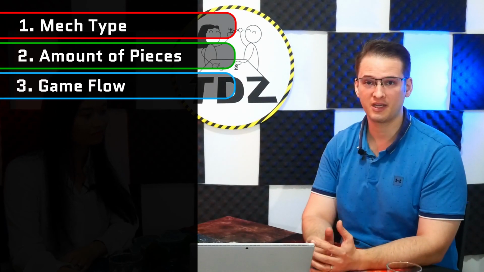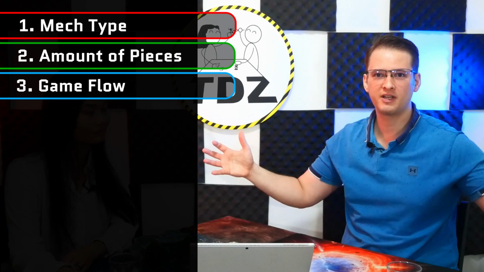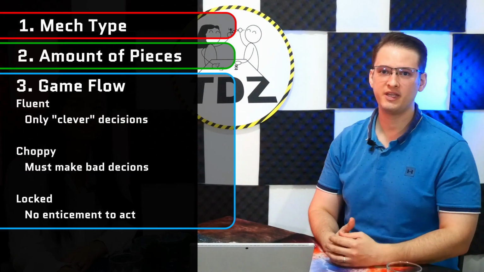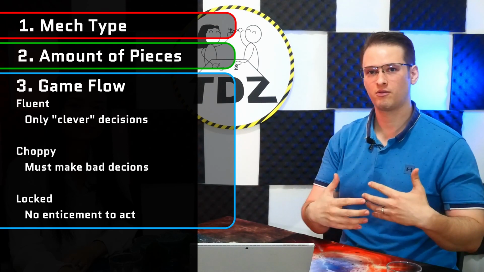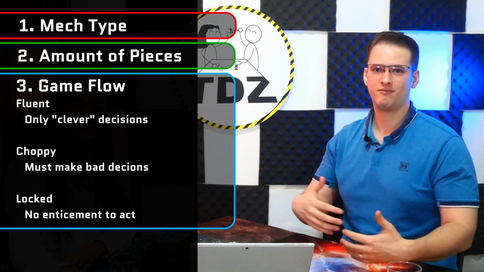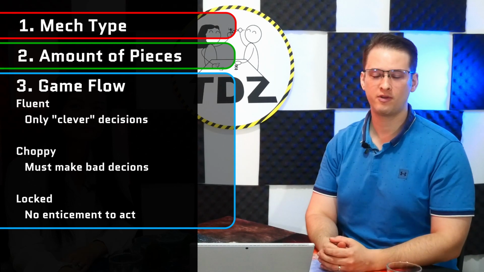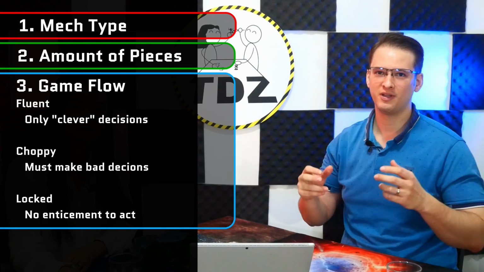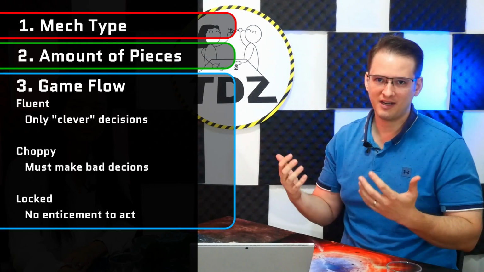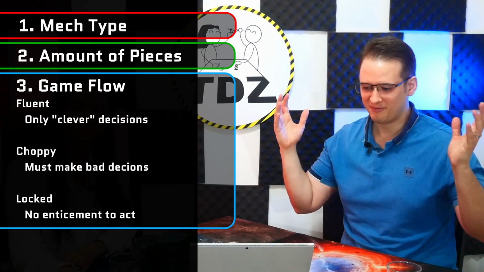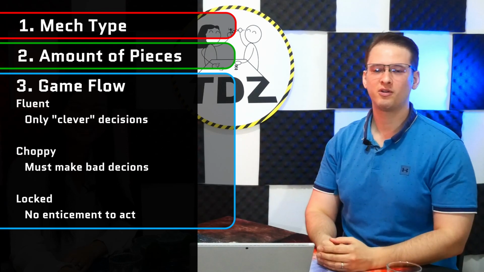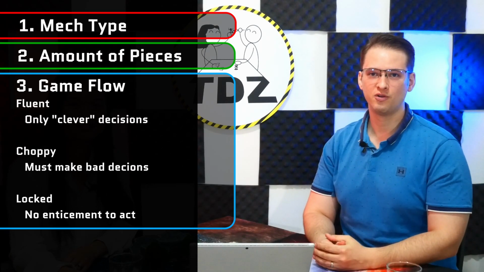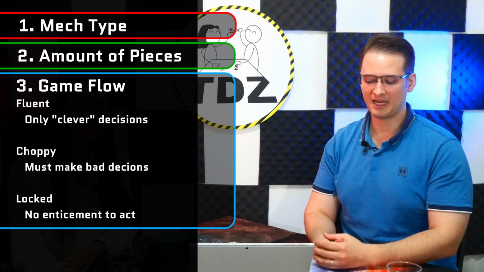Then we're going to talk about the game flow. There's roughly 3 categories of game flows. The first one is fluent. Fluent means that pretty much every action you do can have a reaction from your opponent, and no action is ever considered to be, quote-unquote, unrealistic, or what you would call dumb. You would not have to sacrifice one of your mechs, for example, usually in order to keep the game running.